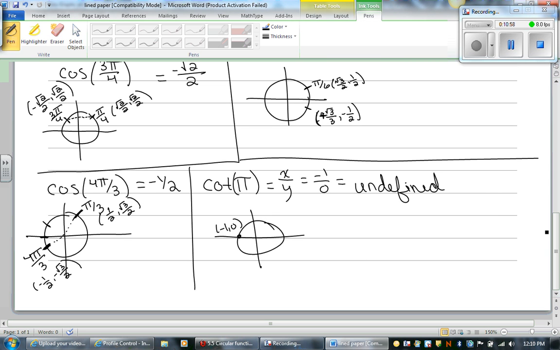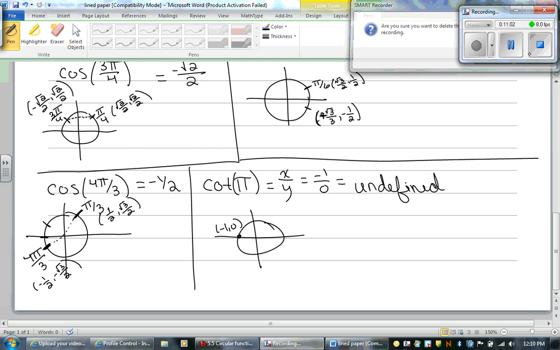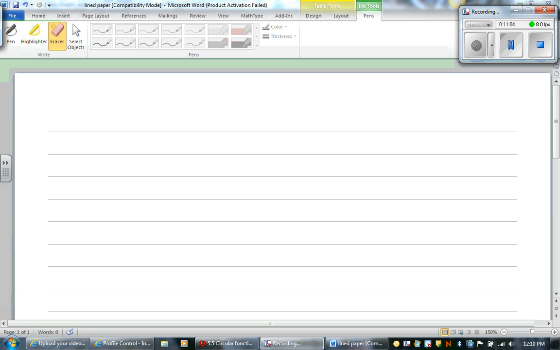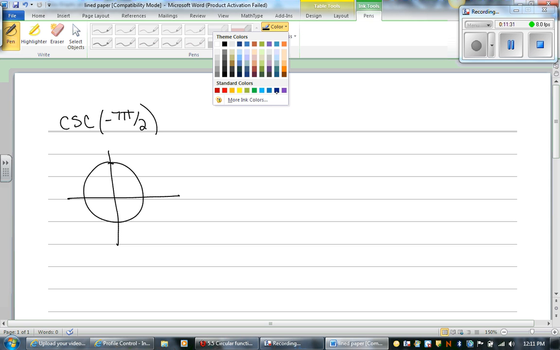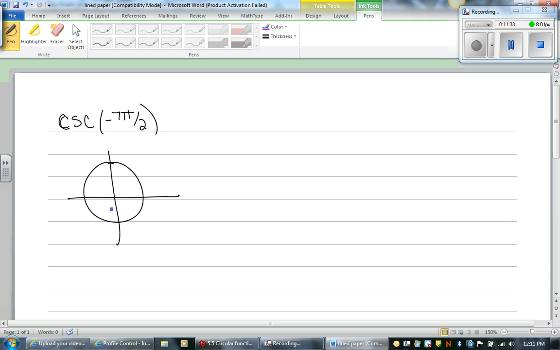I'm going to look at one more. That last one is going to be cosecant of negative 7 pi over 2. Okay. So what we're going to do is draw our rotation diagram, our unit circle. Now, negative direction means I'm going clockwise.